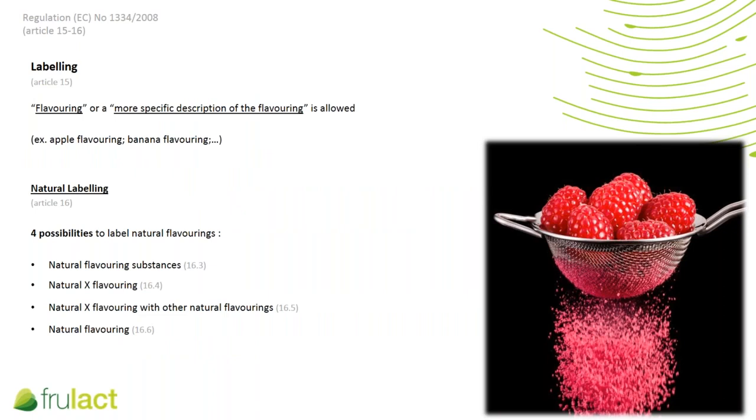Regarding labeling, it is always possible to label a flavor as flavoring or with a more specific description of the flavoring, for instance, apple flavoring or banana flavoring. If we intend to use the term natural, then four possibilities to label natural flavorings exist. The first one, natural flavoring substances. The second one, natural X flavoring. Then natural X flavoring with other natural flavorings. And the last one, natural flavoring. We'll explore a little bit more these four.